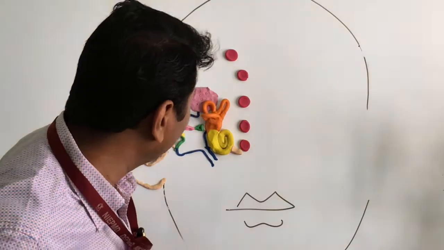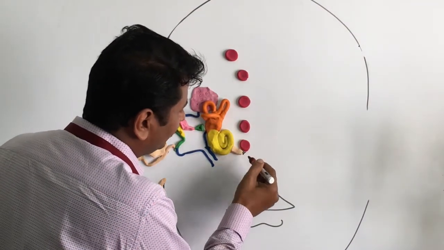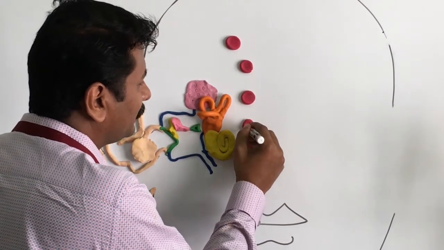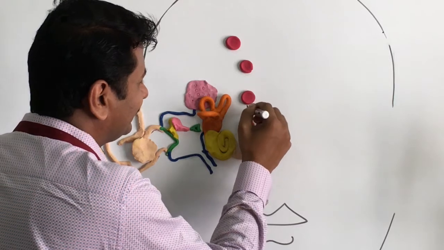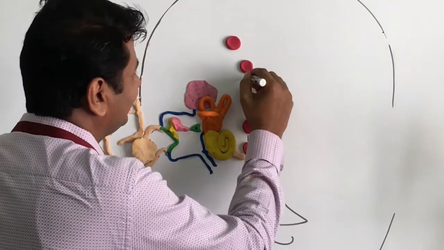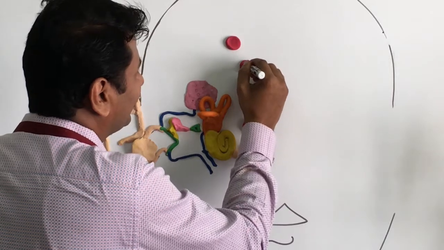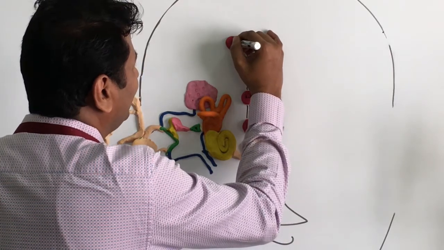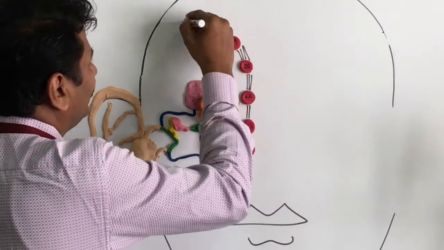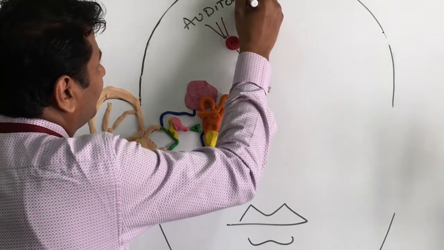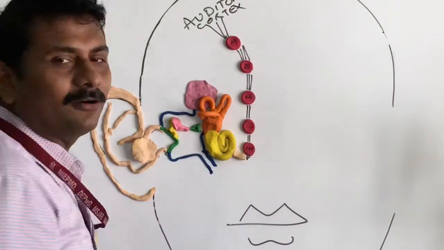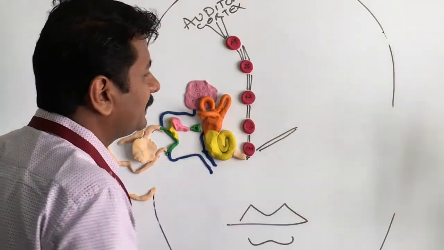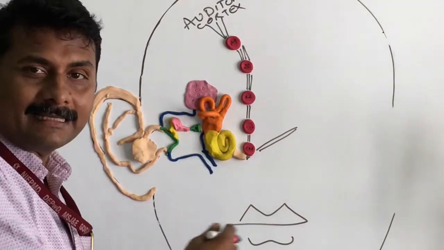So if we draw it, the nerve comes in to the cochlear nucleus, goes up to the next nuclei known as the superior olivary complex, lateral lemniscus, inferior colliculus, medial geniculate body, and then to the auditory cortex. 90% of the fibers from the cochlear nucleus would be going to the opposite side. This is how the ascending pathway looks.